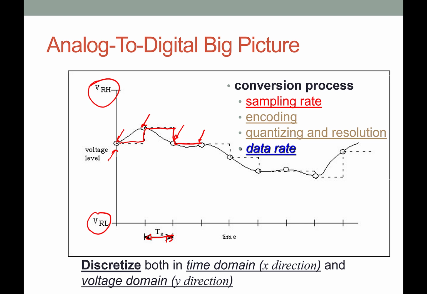And then it says the quantizing and resolution. Well, that's how many bits, and the resolution is determined by how many bits you pick. And then quantizing basically says how many levels you're going to have. It's also determined by the bits. And then the data rate is basically how many bits times the sampling rate, because you have to know how many samples you need and then how many bits per sample. So this is just trying to show you that you're going to discretize both in the time domain as well as the voltage domain.